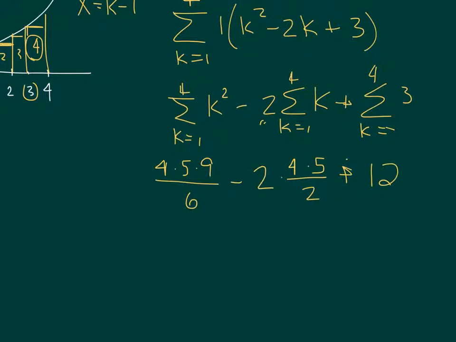Just do the math. When we simplify this, 3 goes into 6 twice. That's a 3, that's a 2. So this becomes 30 minus 20 plus 12. So our area here should give us 10 plus 12, which is 22.